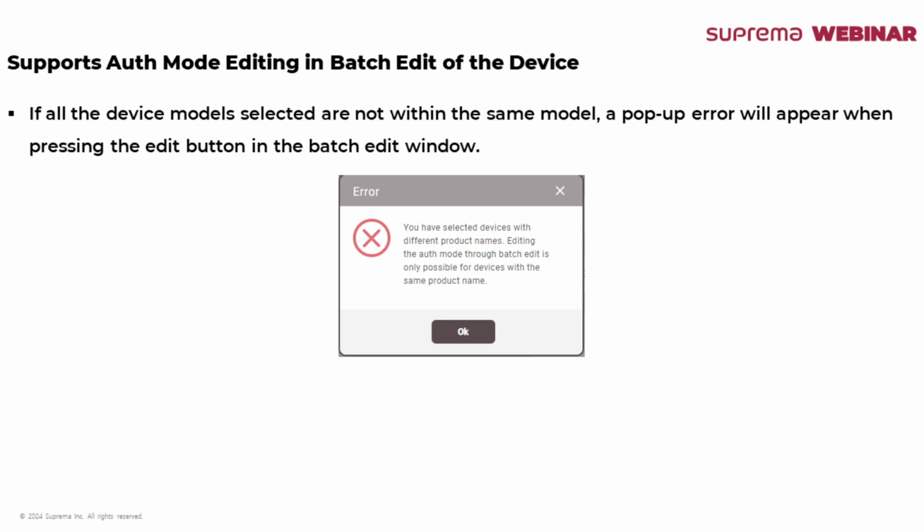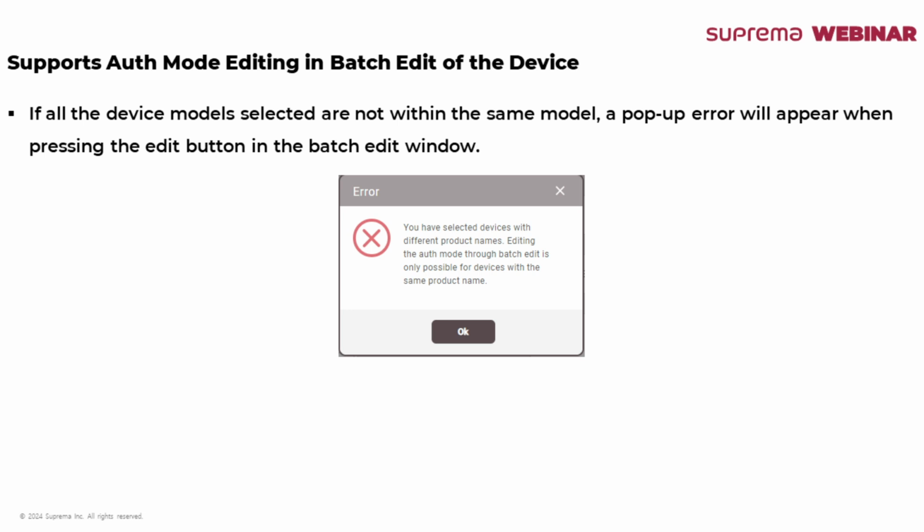Imagine this, you have about, say, 10,000 devices. Not all your 10,000 devices might be in the same authentication mode. Some might be just using card only. Some might be face. Some might be fingerprints, biometric data, and so forth. So you cannot set a certain authentication mode to be applied the same to all the devices. What you have to do is group your devices, as in your device models should all be selected within the same model. Then you'll be able to edit.